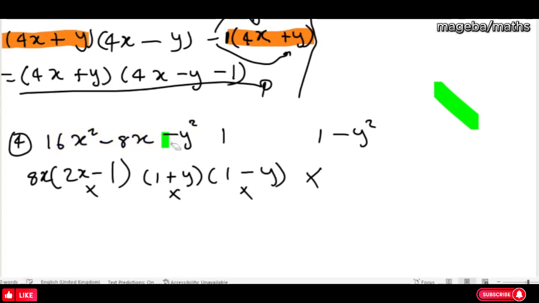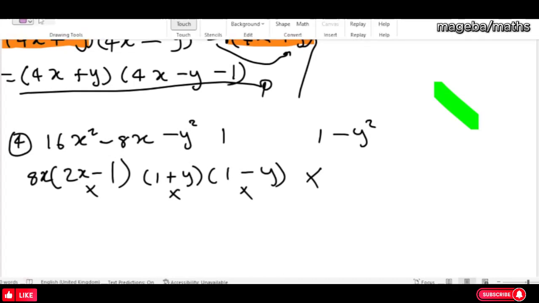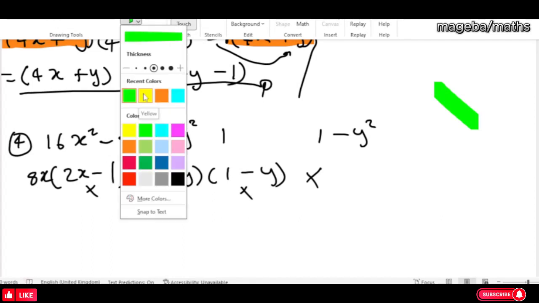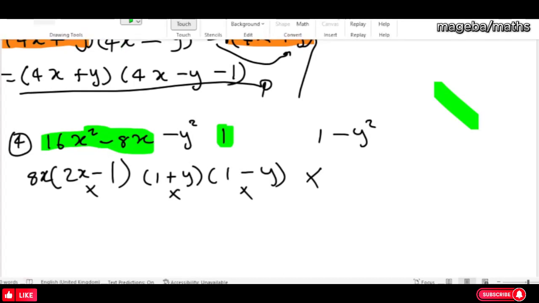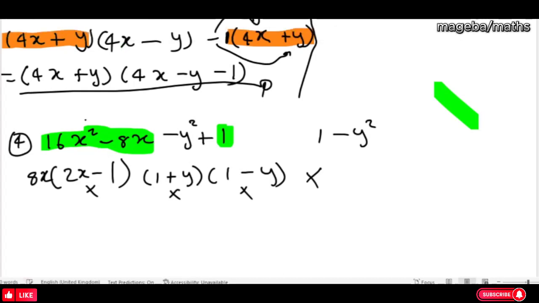Now let me try a new one. Let me try and group this from here, because there's nothing that has y in this one here. Remember, we had positive 1 there, we had positive 1 here. Let me try to group these 3, which is going to make something new now: 16x squared minus 8x plus 1, and then we have this minus y squared.